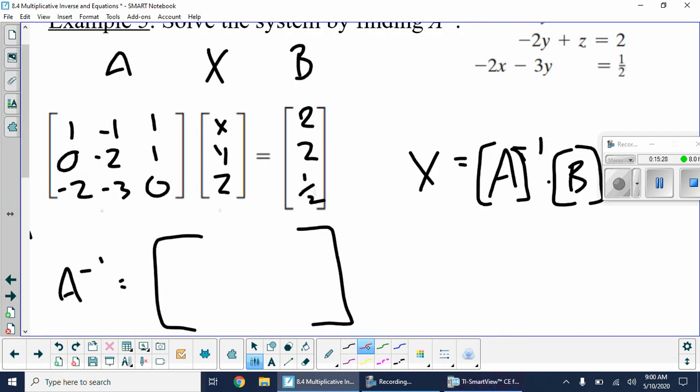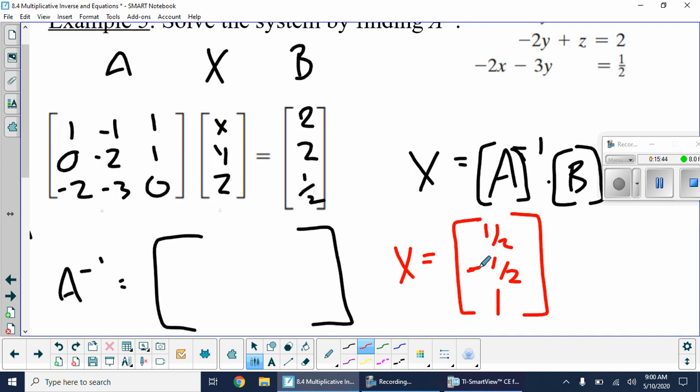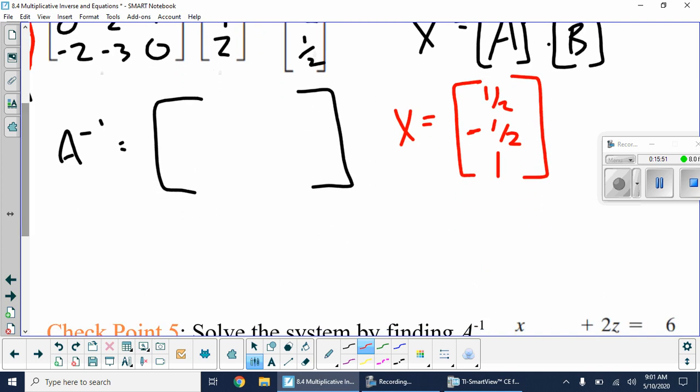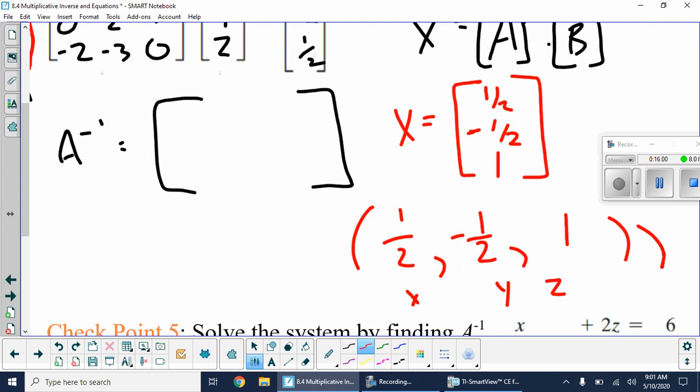So we end up with 1/2, -1/2, and 1. And guess what that means? That's what our answer is going to be. That's our ordered triple: 1/2, -1/2, and 1. That's our X, Y, and Z.